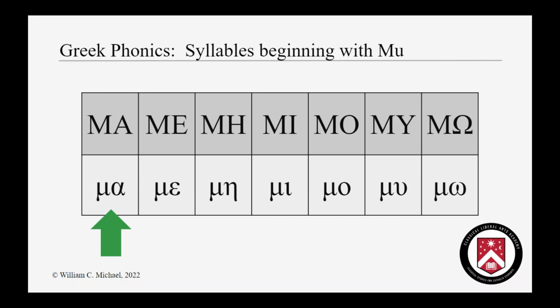Now syllables beginning with mu. Ma, me, me, mi, mo, mu, mo.